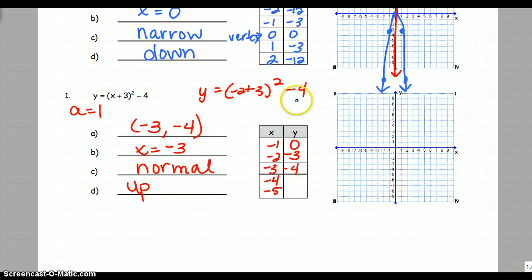And if you see that there's a pattern and you put the vertex right in the middle, you are allowed to repeat here. So we would graph our points, 1, 0, -1, 0, -2, -3, -3, -4, -4, -3, and -5, 0, and connect the dots.